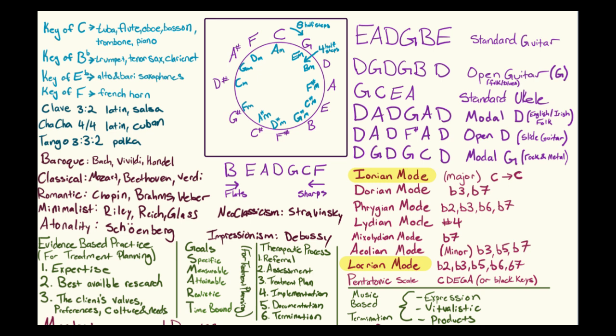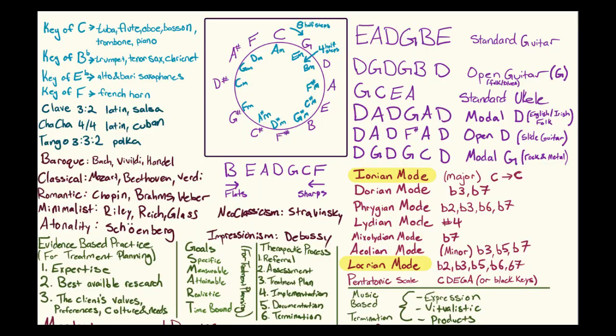Writing down evidence-based practice for treatment planning, talking about expertise, best available research, and focusing on the client's values, preferences, culture, and needs. Writing down SMART goals also for treatment planning: specific, measurable, attainable, realistic, time-bound. That's just something you have to memorize. For me, memorizing means repeating it a million times. If it helps, make up a song about it. You're about to be a music therapist. Go make a song about it if that's what helps you.